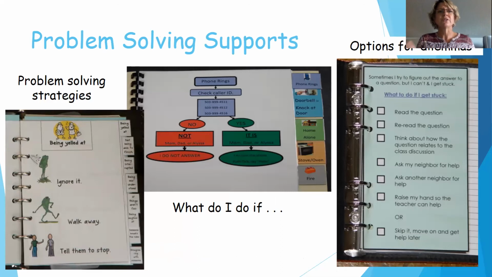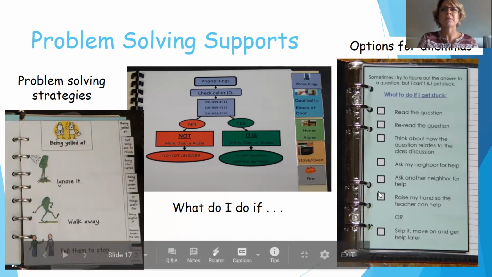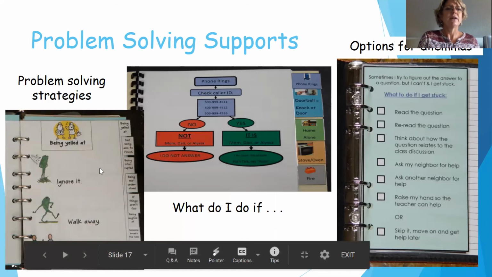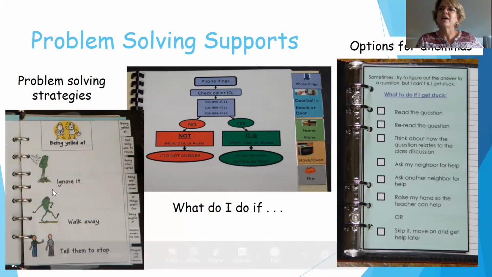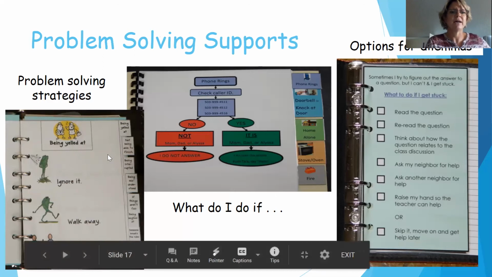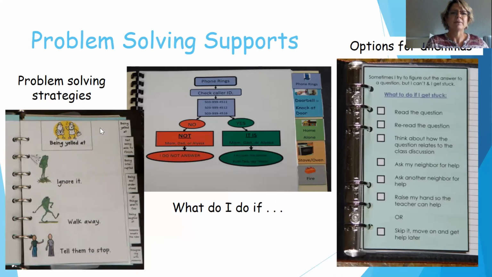We also use visuals to help with problem solving. So over here are some problem solving strategies. Our students tend to, if they encounter a challenge, kind of freeze up and have a really hard time, like, what do I do? So here are some options. If you're being yelled at, you can ignore it, you can walk away, or you can ask them to stop. Okay, so there's various problem solving options in here for challenges that a student might encounter.